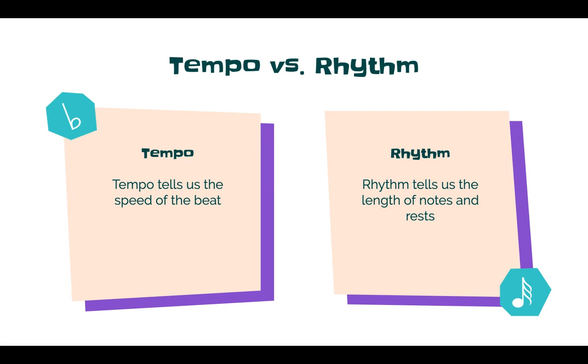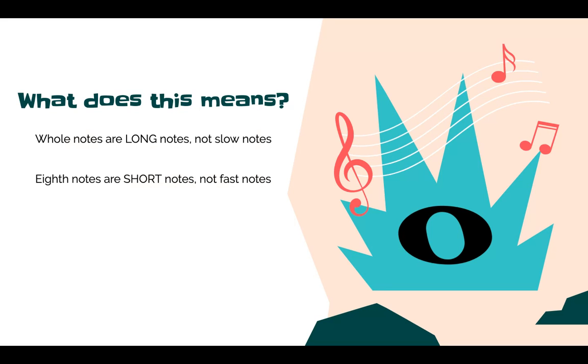So, the first thing to talk about is what is the difference of tempo versus rhythm? Tempo tells us the speed of the beat, where rhythm tells us the length of the notes and rests. So, what exactly does that mean? One way to think of that is an example is that whole notes are long notes, they aren't slow notes.